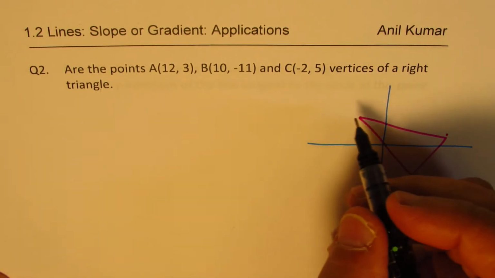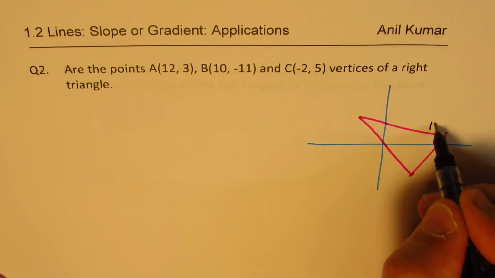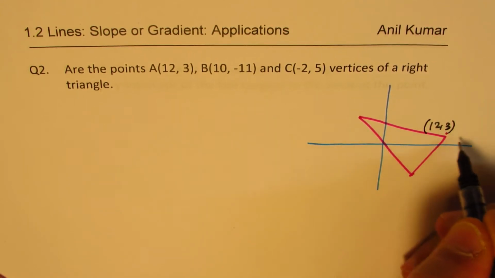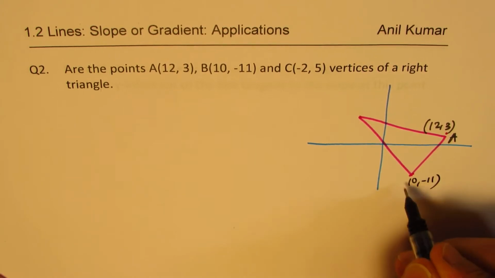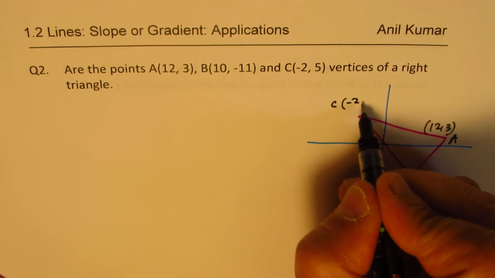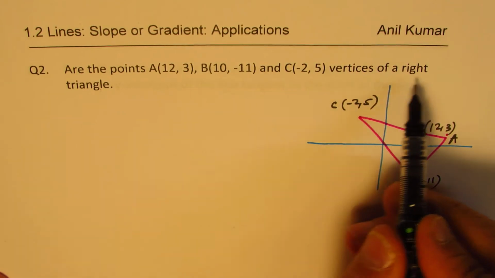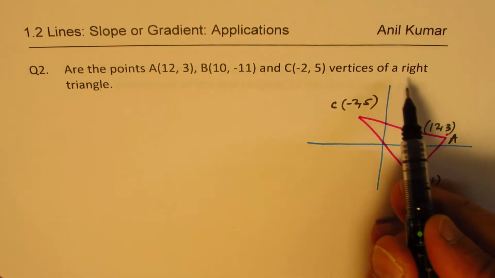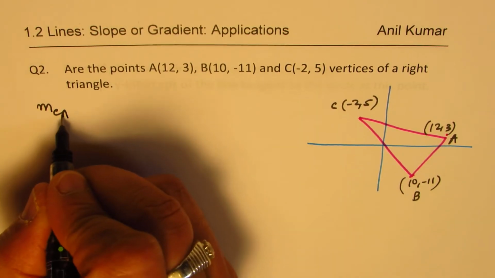So the points here are 12, 3. Let's call this 12, 3, point A. Then we have 10, minus 11, point B. And then we have C, which is minus 2, 5. So let's find the slope, and then from slope we can see, do we have a right triangle? Right. So let's calculate slope from C to A.